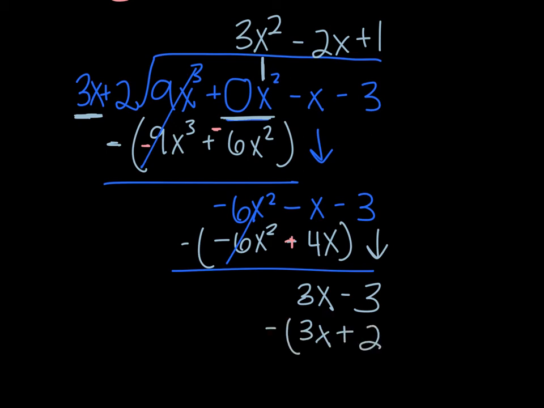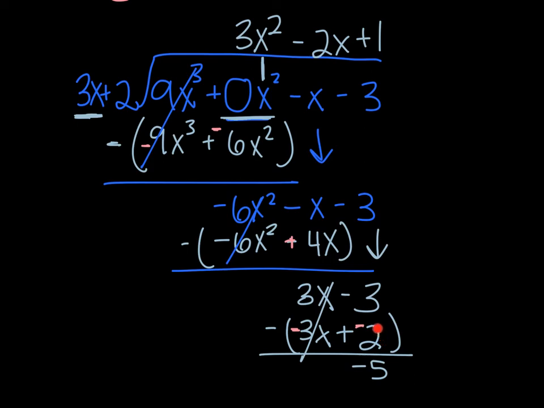Okay, subtract the whole term, meaning distribute the negative. So this becomes a negative as well. Now this term will cancel out. We have negative 3 minus 2, which is minus 5. Now we know we are done because 3x cannot go into minus 5. So our minus 5 is our remainder.